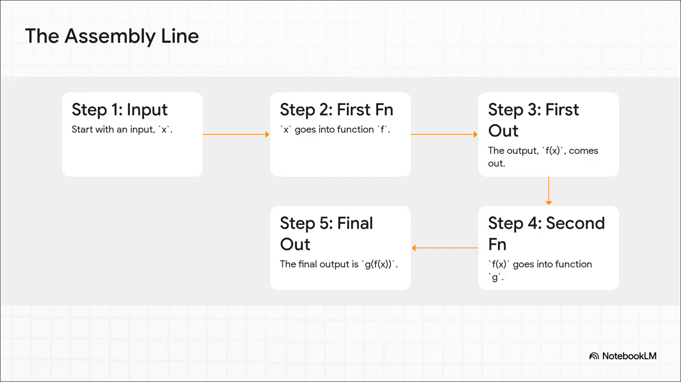All right, let's actually walk through this assembly line step by step. You start with your raw material. We'll call it x. It goes into the first machine, function f, and what comes out is f of x. Now, that piece doesn't just sit there. It goes immediately into the second machine, function g, and the final product that rolls off the line is g of f of x. Makes perfect sense, right? The real question is, what's the best way to write that down?